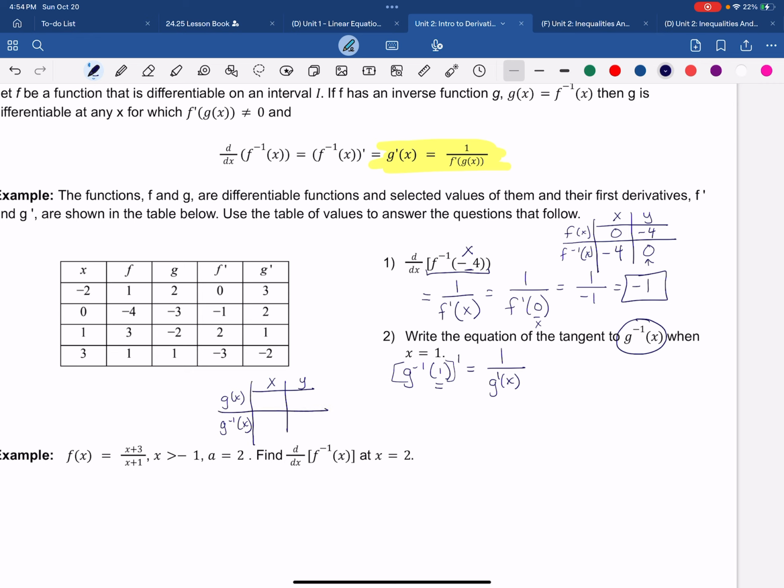All right, it's telling me my x value, my input for my inverse function is 1, which means that's the output for my original function. So I'm going to go to g, and I see that right here is where my g of x function equals 1, which means the input for that must be 3. So now I'm going to go ahead and evaluate g prime at 3. G prime at 3 is -2. So we have 1 over -2, which equals -1/2.